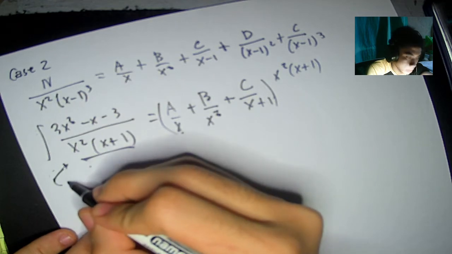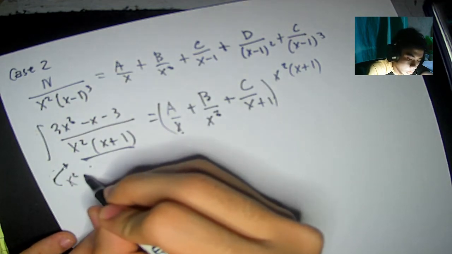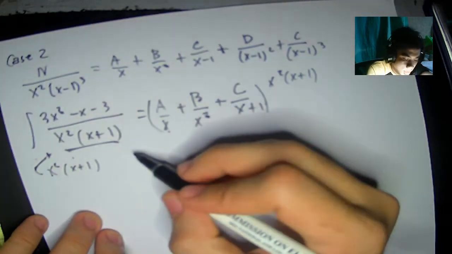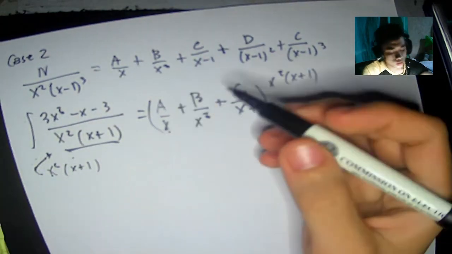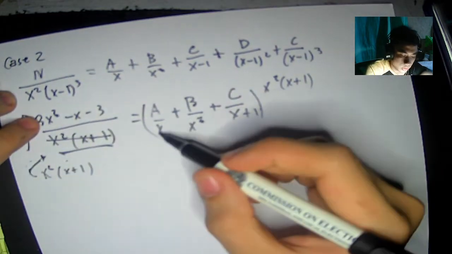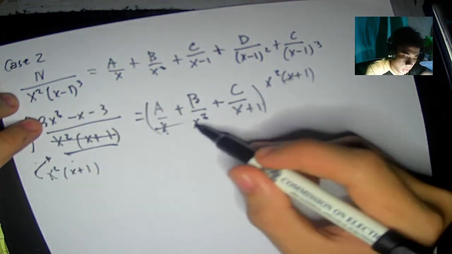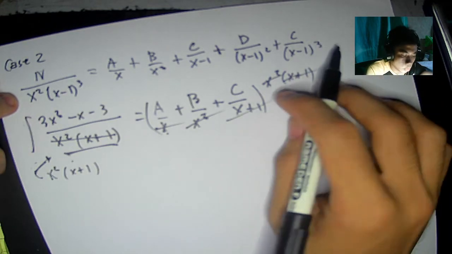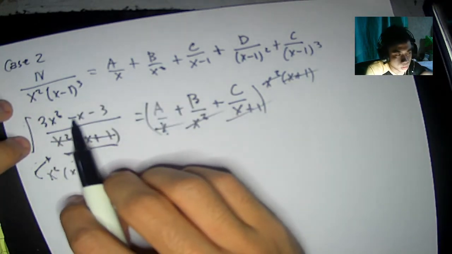Multiply here by x squared, x plus 1. In this case, you can cancel this out. You can cancel this x, cancel x squared, cancel x plus 1. So we're left with 3x squared minus x plus 3.